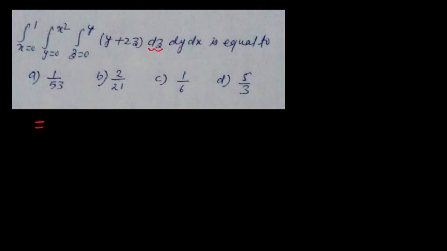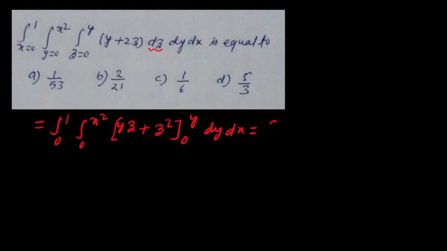So we have to integrate it with respect to z first. Limit of x is 0 to 1. Limit of y is 0 to x square. With respect to z, I will get yz, and 2z will give me z square, limit is 0 to y, dy dx. So this will give me integral 0 to 1, 0 to x square. Put the limit, so in place of z we have to put y, so y square plus y square, 2y square. If I put the lower limit it will become 0, so no need to put that. 2y square dy dx.